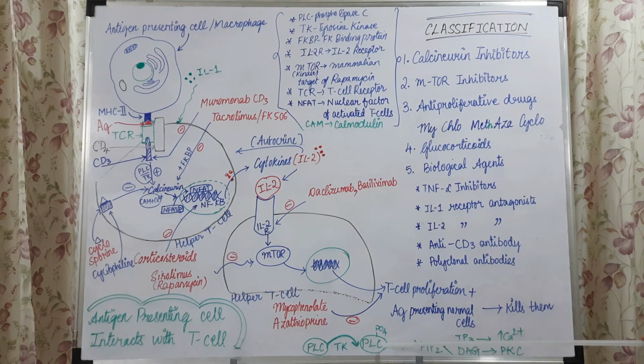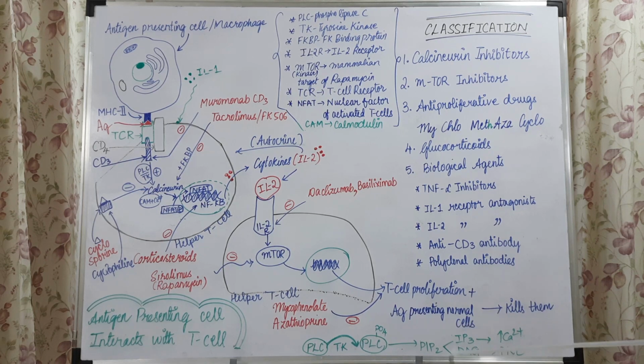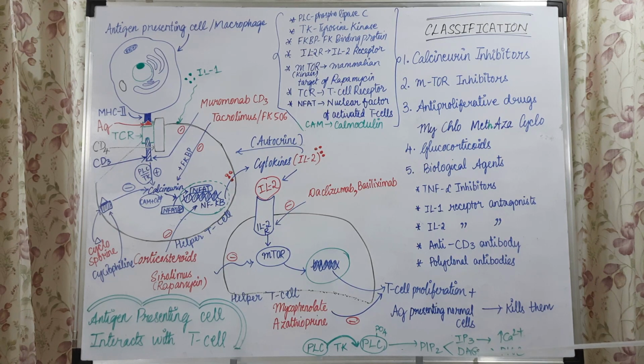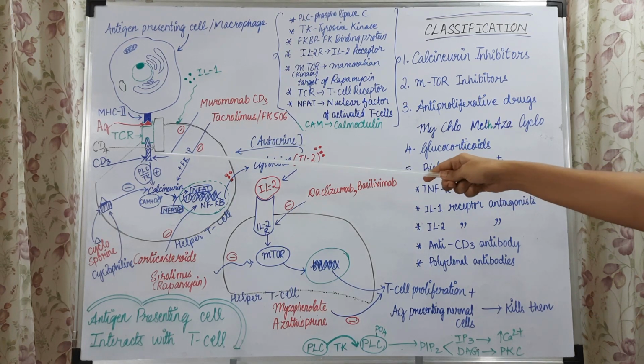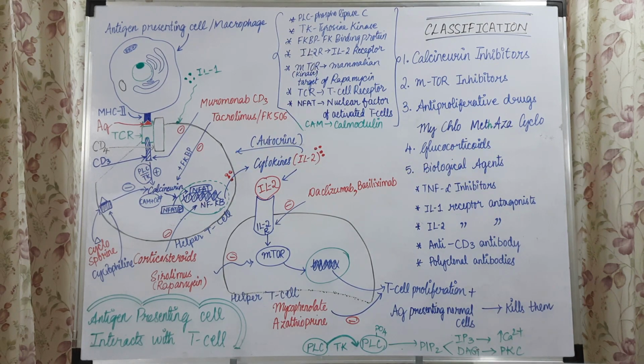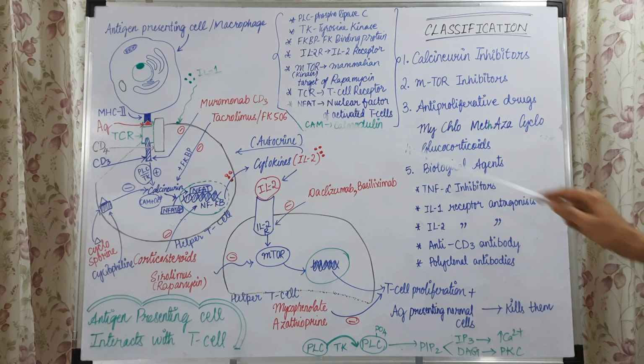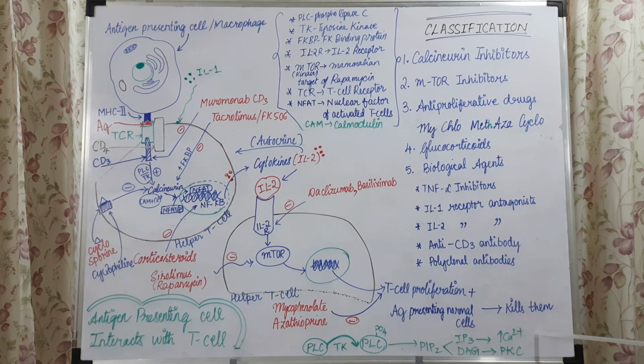This phosphorylated phospholipase C will further act on the phosphatidyl inositol bisphosphate, and that will be converted into inositol triphosphate and diacylglycerol. Inositol triphosphate will be acting on the calcium channels, and it will raise the levels of intracellular calcium inside the T helper cell, whereas diacylglycerol will be acting on the protein kinase C, and it will activate the system inside.